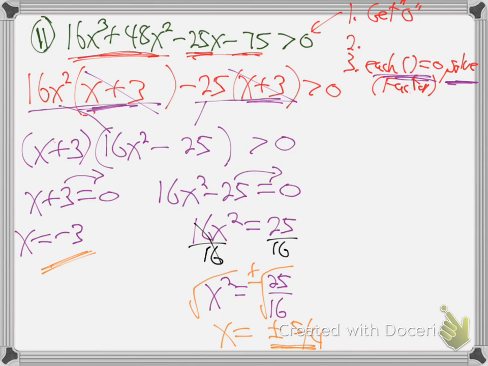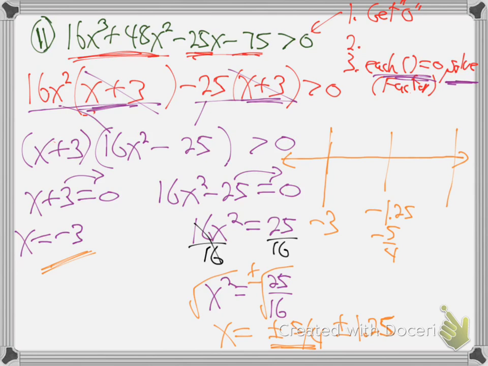So I wonder if I can just squeeze it in right here. So 5/4 is plus or minus 1.25. If you divide 5 by 4 in your calculator, it's 1.25. So we get -3, -1.25, or -5/4, and positive 1.25, or 5/4. So there's the 3 answers on the number line. Where am I checking? Where do I always check? X equals 0.